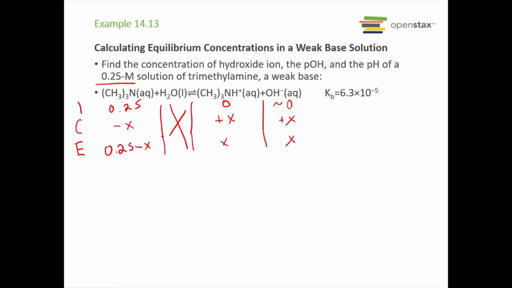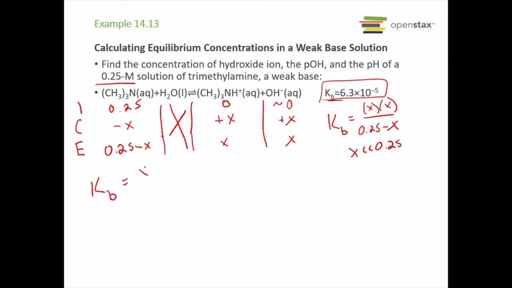So then we have our Kb, equal to products over reactants. So we have X times X over 0.25 minus X. And we can go ahead and assume that X is much, much less than 0.25 because of how small that Kb is. So then we get that Kb is equal to X squared over 0.25. And Kb is 6.3 times 10 to the negative 5th power.